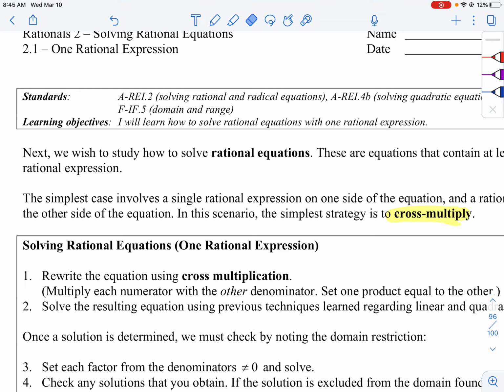Today's lesson is on rational equations with one rational expression. I will learn how to solve rational equations with one rational expression is our objective today.